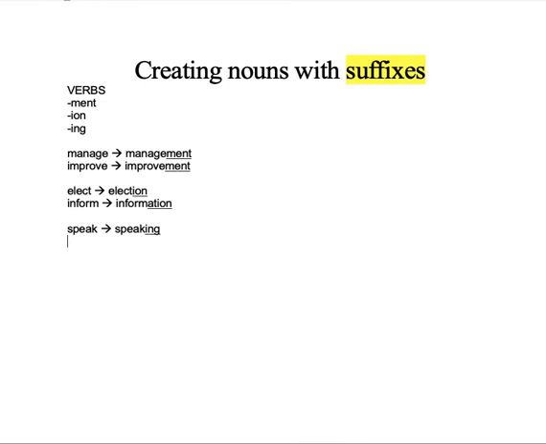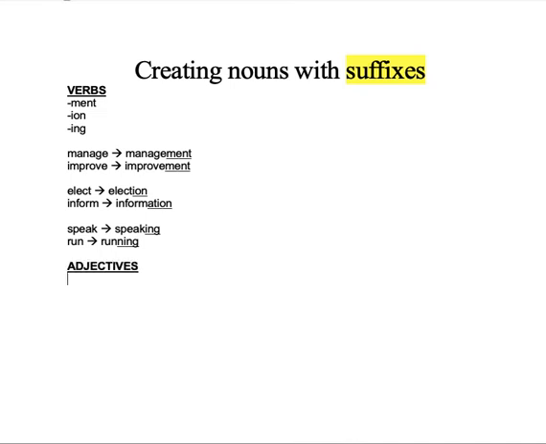Or for example, when you have run. Run is a verb, right? You say, I run 10 kilometers every day, all right? But if you say running, then running is not a verb anymore. Running is a noun, okay? Running is important. I practice running every day, all right? Running is a noun. Good. These are the cases for verbs, all right? Let's look at some adjectives now.